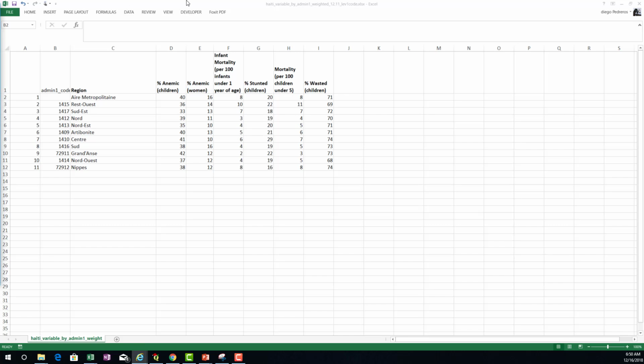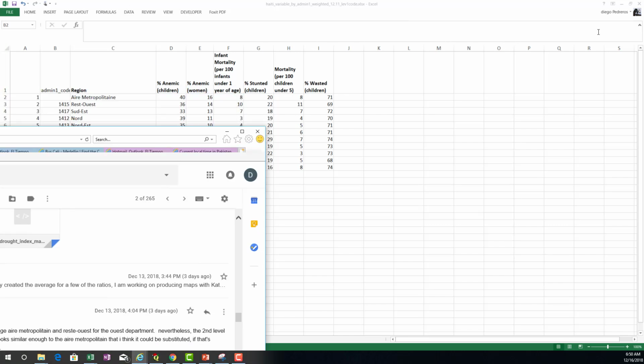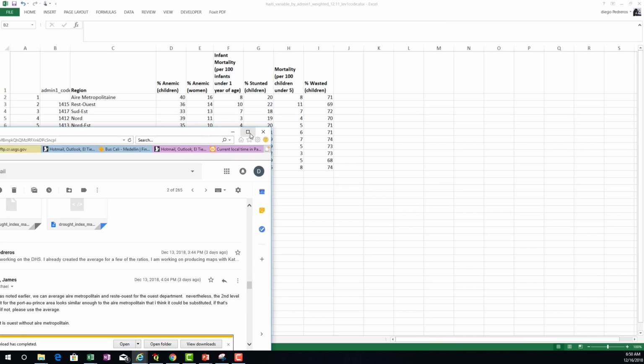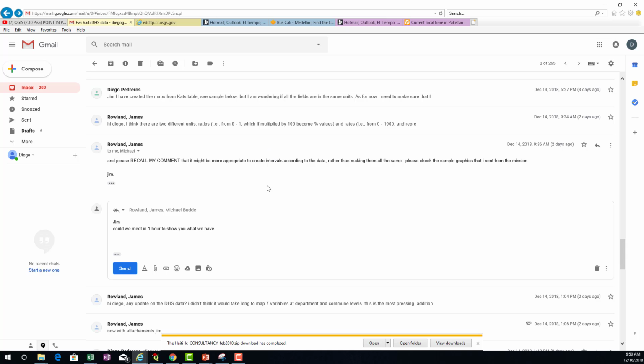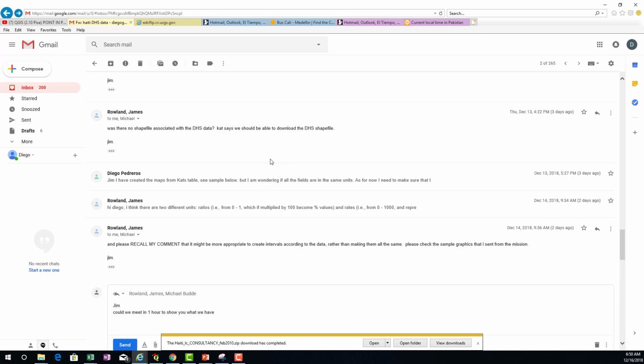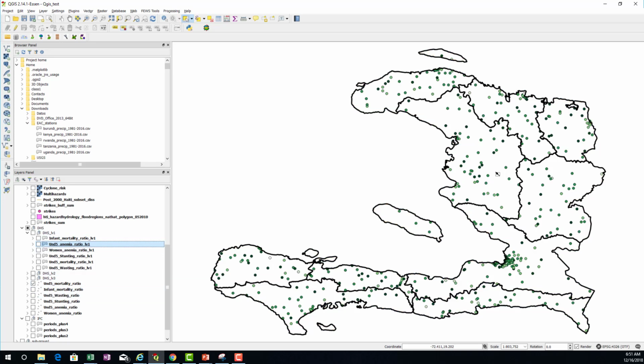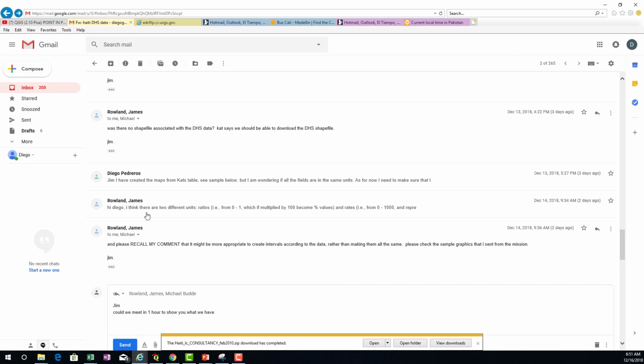Okay, so in this email you mentioned the DHS shapefile. Yes, we downloaded the DHS shapefile with Frank. That's the set of points that we have. The DHS shapefile that we got are the points. Frank mentioned that we should be able to find polygons, but we haven't got there yet.